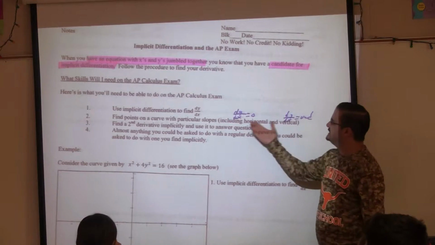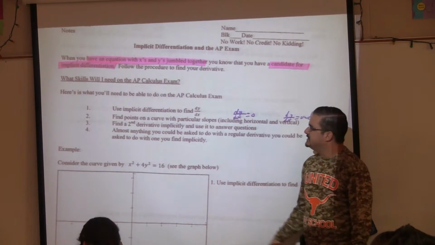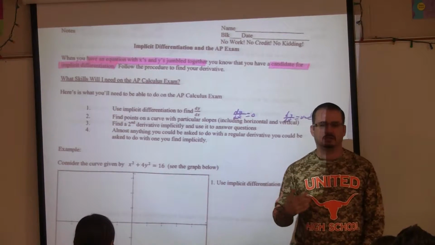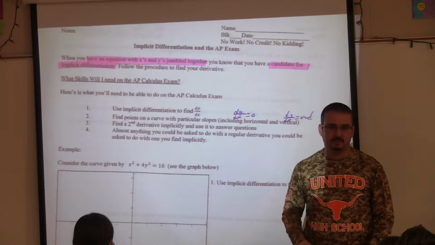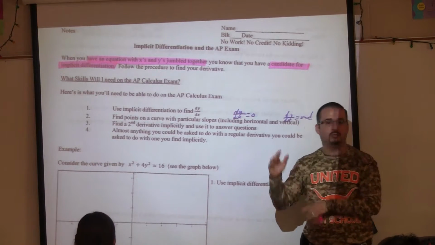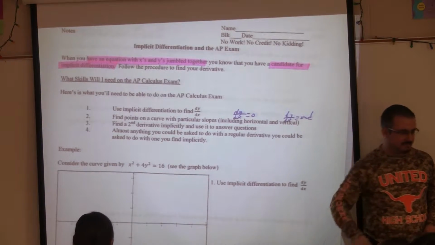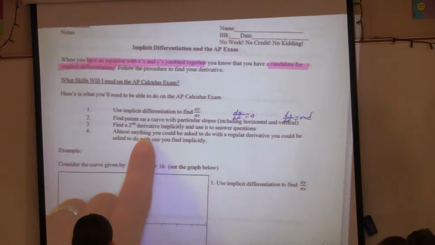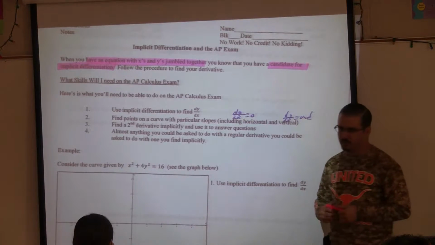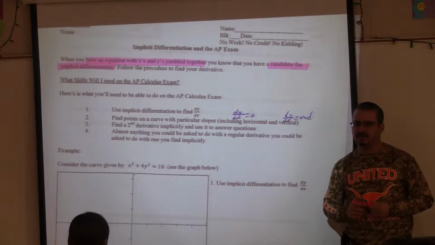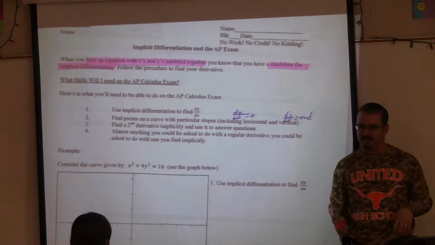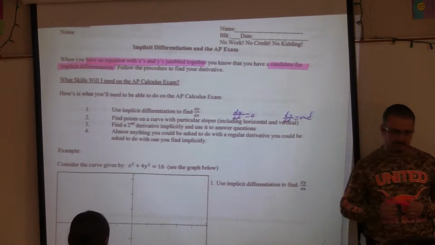So awesome. So we kind of did some of those examples on the previous lesson. Today we're going to do problems where they actually give you a particular slope. So they'll say, find the points on the curve where the slope is 1/2. So now you're not equaling the numerator or the denominator to a value, you're actually equaling it to 1/2, or whatever the slope is that they give you. And the last thing is anything that they could ask you to do with a regular derivative, they could also ask you to do with one that you found implicitly. So like finding where it's increasing or where it's decreasing, finding maximums, finding minimums, all those fun stuff. Okay? Cool?